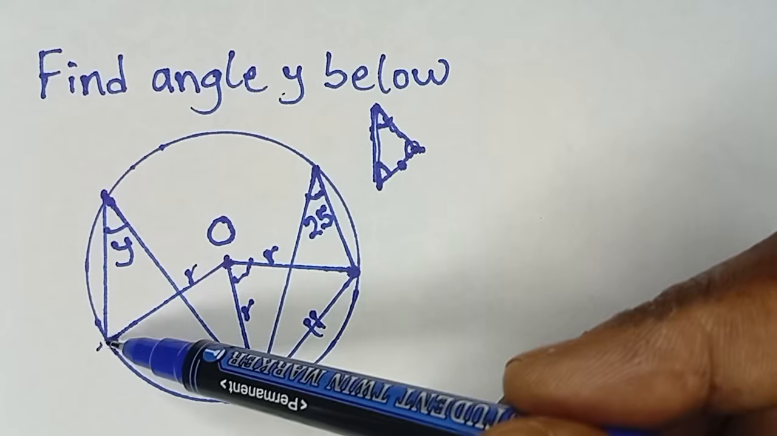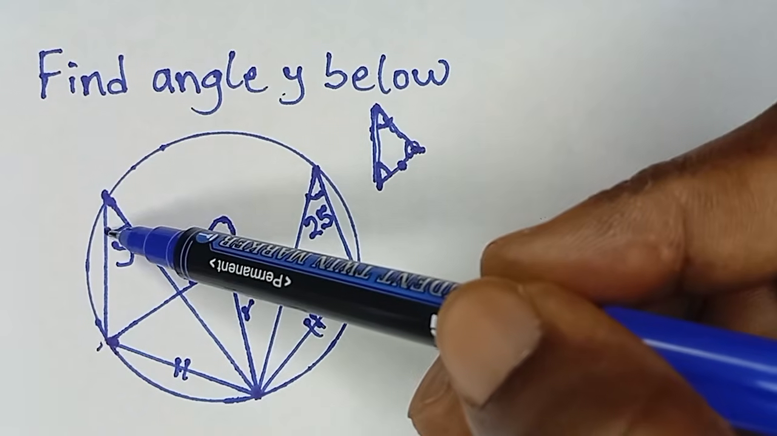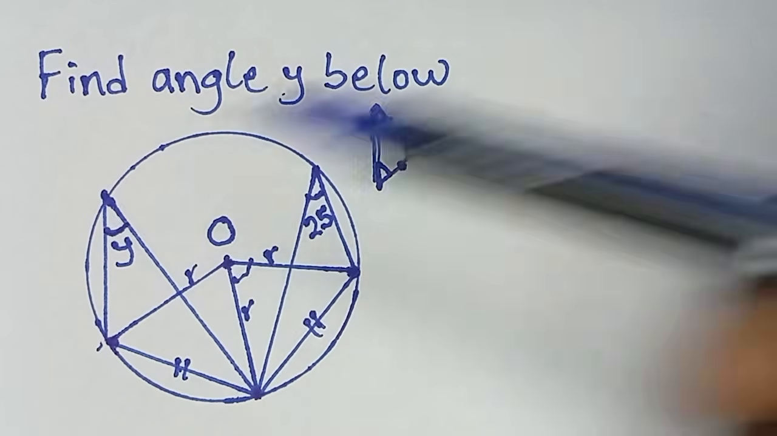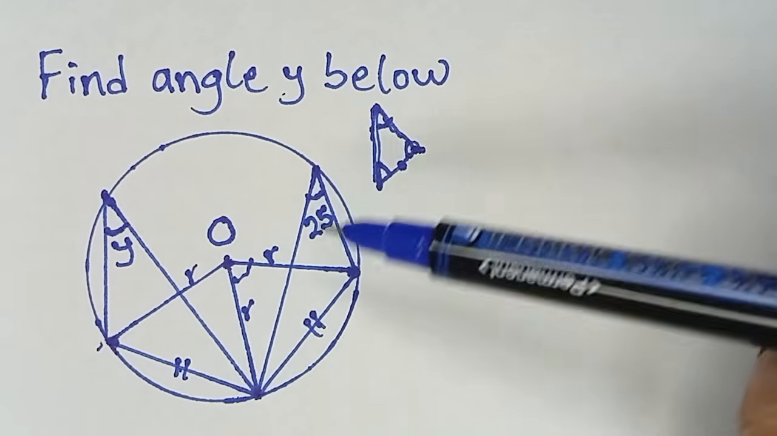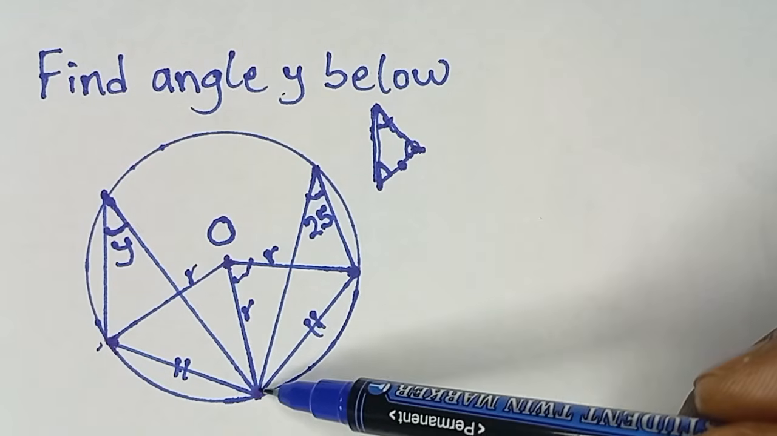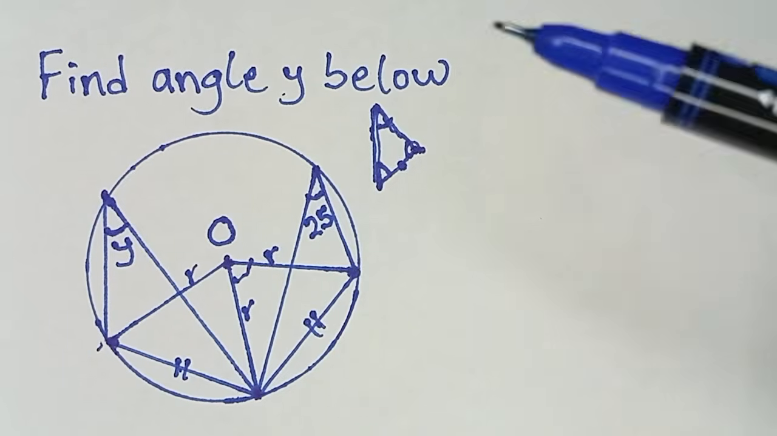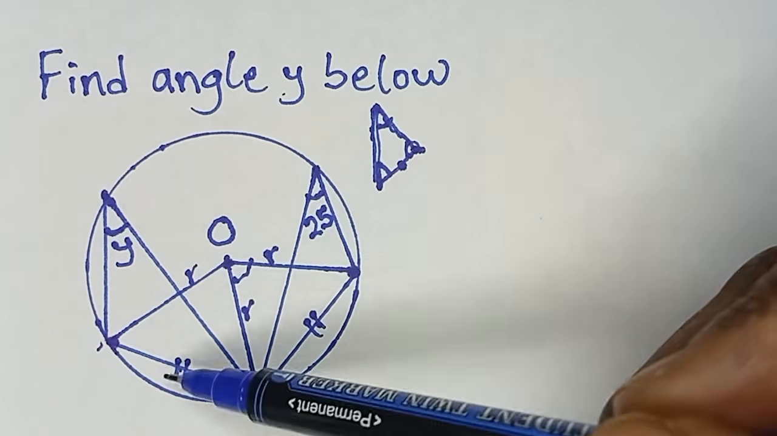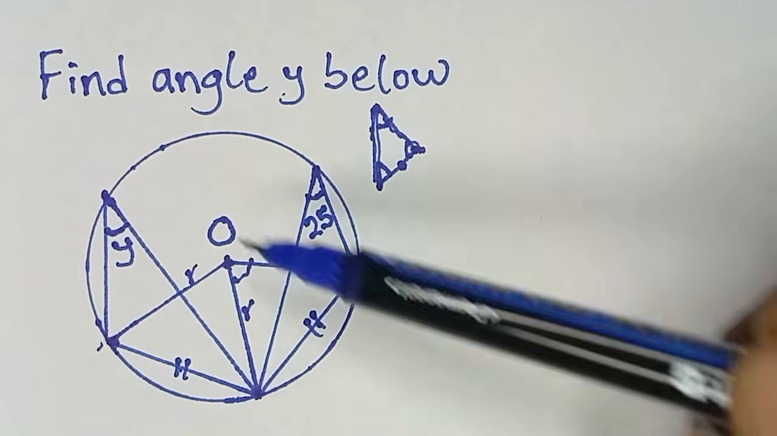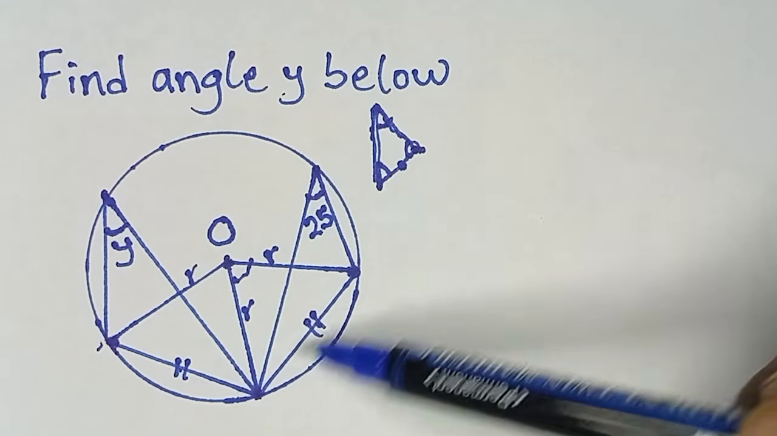In the same way, this chord here has this angle y, that's the opposite angle. And since the chords are equal, what we just need to do is remember the theorem that says that equal chords subtend equal angles at the circumference of a circle. So if you have equal chords, the angles they make at the circumference are definitely equal.